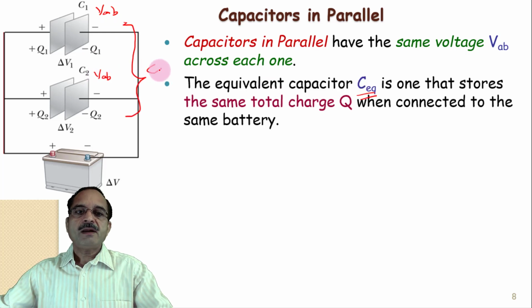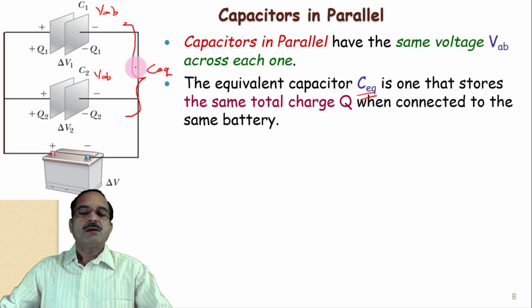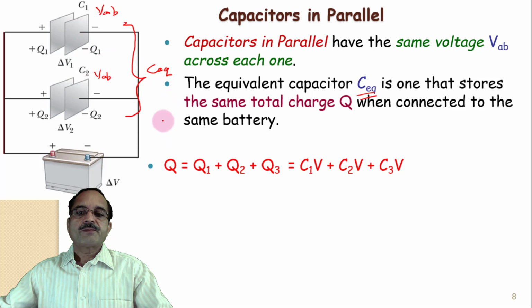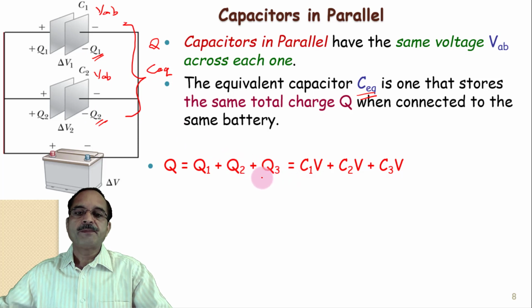Now C equivalent is the equivalent capacitor that stores the same total charge Q when connected to the same battery. So this means the total charge Q is nothing but Q1 plus Q2 plus Q3, if I assume three capacitors in parallel. And we know Q is equal to CV.